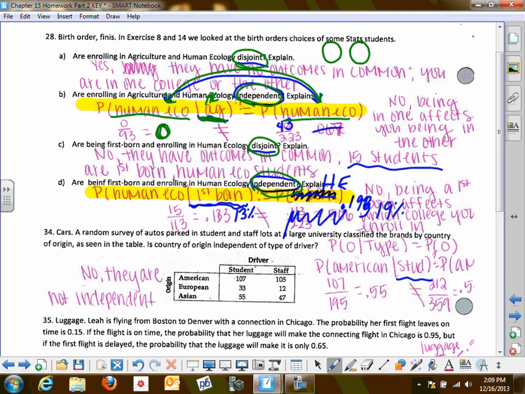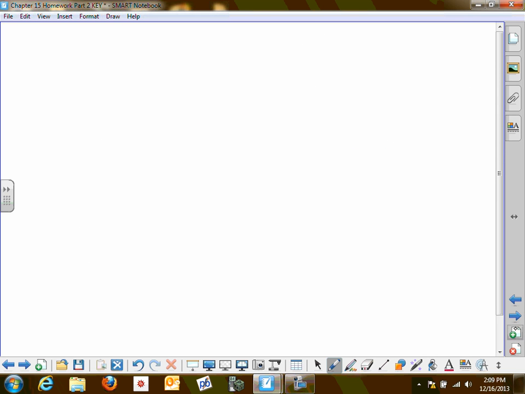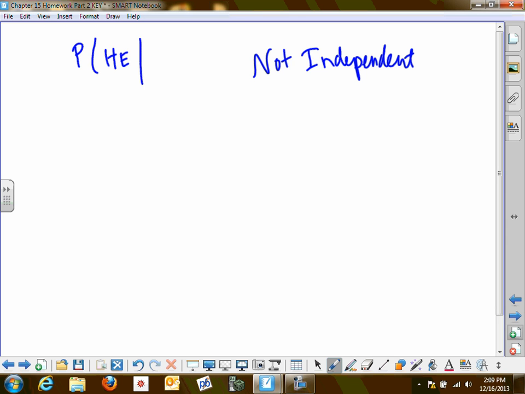Question, are the percentages the same? They are not. 13% versus 19%. So since they are not the same, I wish I had some space here. Since they are not the same, they are not independent. Okay? And here's the problem that it came from. Okay, not independent. Okay, so now, why?